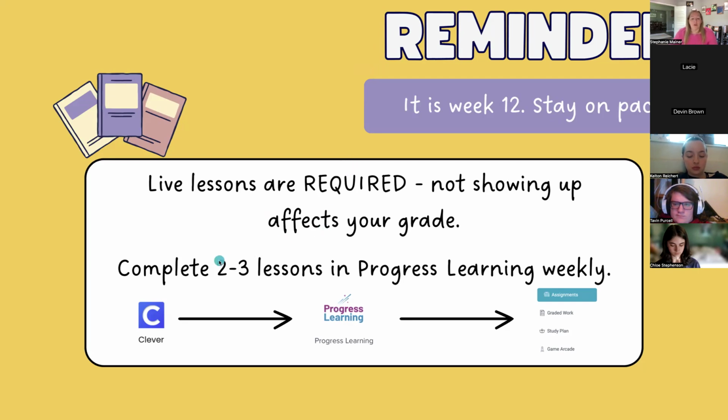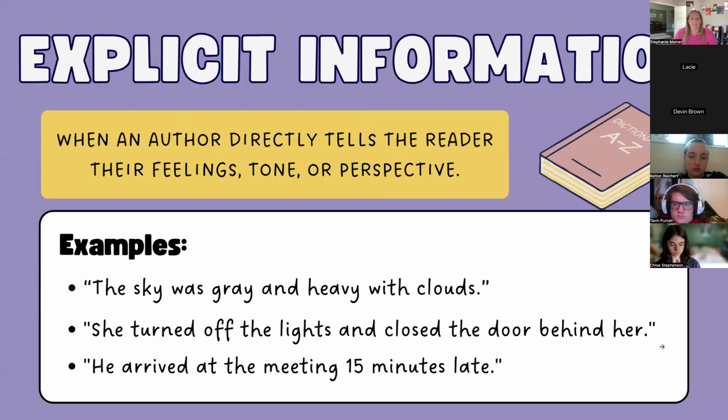Make sure you're completing 2 or 3 lessons in progress learning every week. They are monitoring that at the school. And if people aren't doing it, they're going to make you start coming actually into the school to do them. So try to stay on top of that.